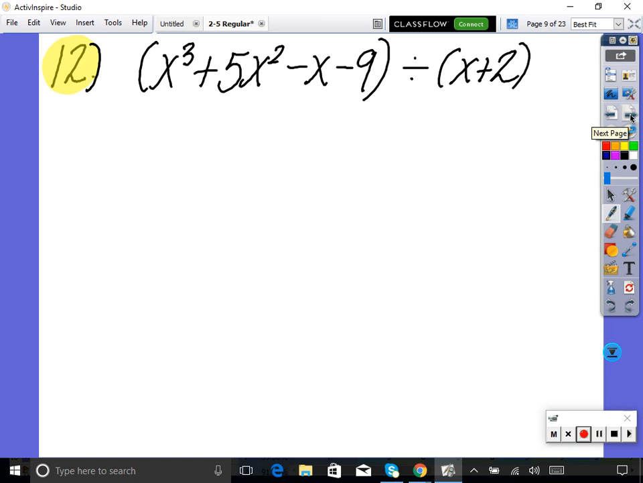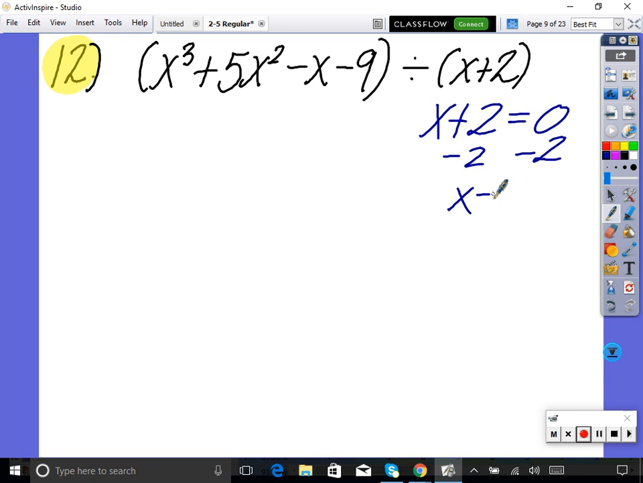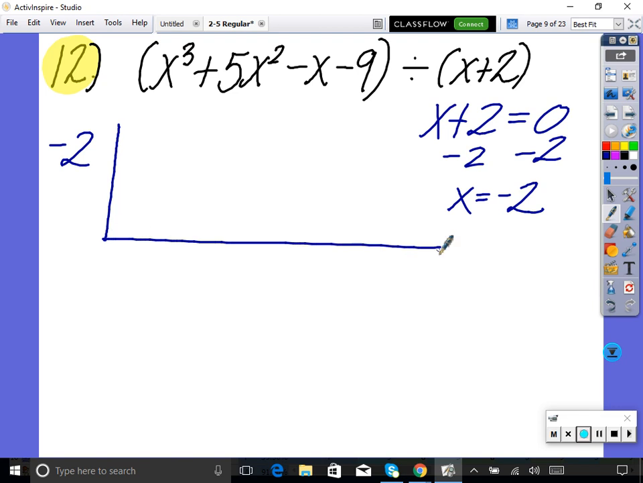Number 12, here we go. Let's set up. Remember with synthetic division, you use the solution. So wouldn't we subtract 2? x equals -2. So we set up our -2 on the outside of our little box. And then we put in our coefficients, the number in front of the variables, making sure you're not missing anything: degree 3, degree 2, degree 1, and a constant. We're good. So we put in our 1, our +5, our -1, and our -9.